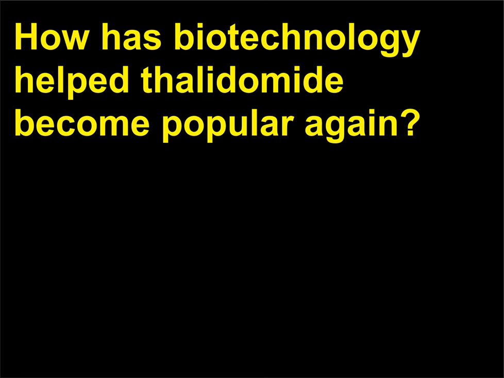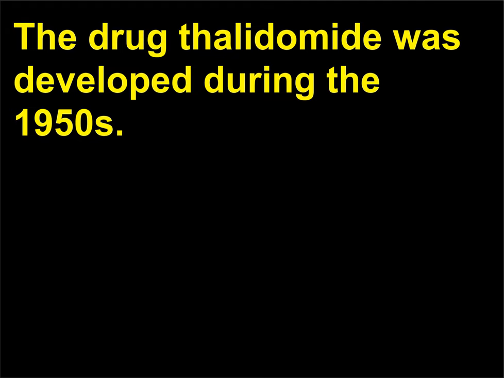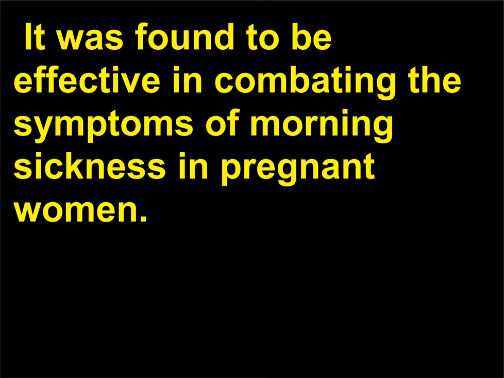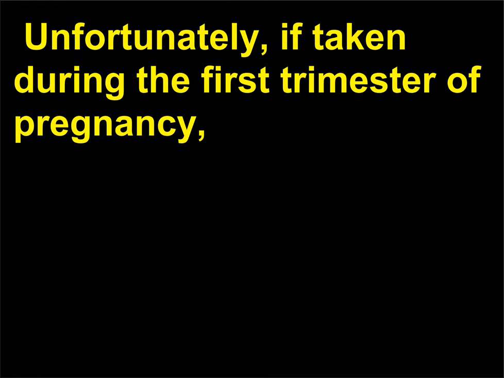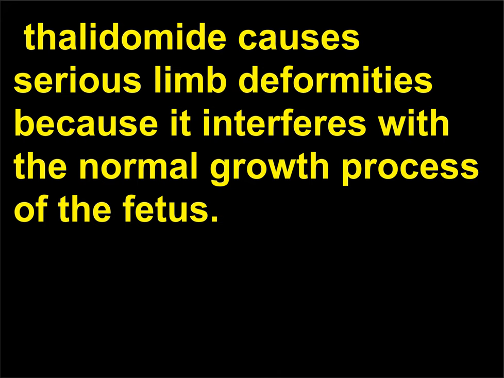How has biotechnology helped thalidomide become popular again? The drug thalidomide was developed during the 1950s. It was found to be effective in combating the symptoms of morning sickness in pregnant women. Unfortunately, if taken during the first trimester of pregnancy, thalidomide causes serious limb deformities because it interferes with the normal growth process of the fetus.